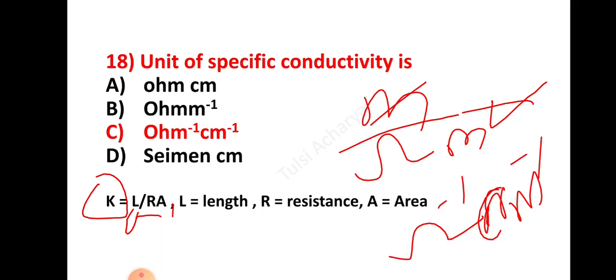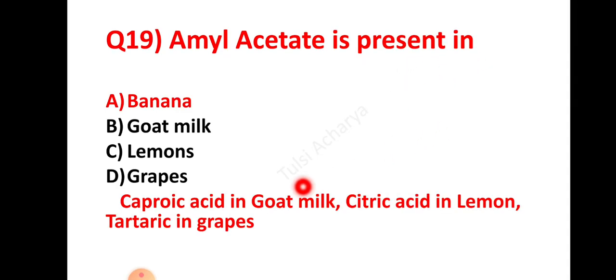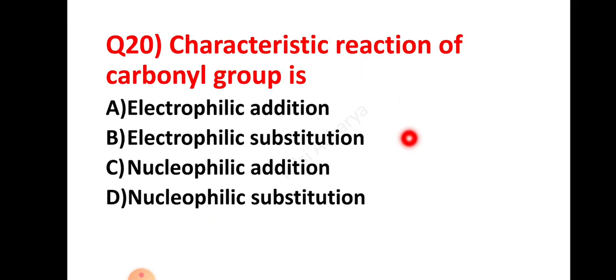Now let's move to question number 19. Amyl acetate is present in, we know that amyl acetate is present in banana, and caproic acid is present in goat meal, citric acid is present in lemon, and tartaric acid is present in grapes. In this case, amyl acetate is present in banana. Option choice A. Now last question of this video.